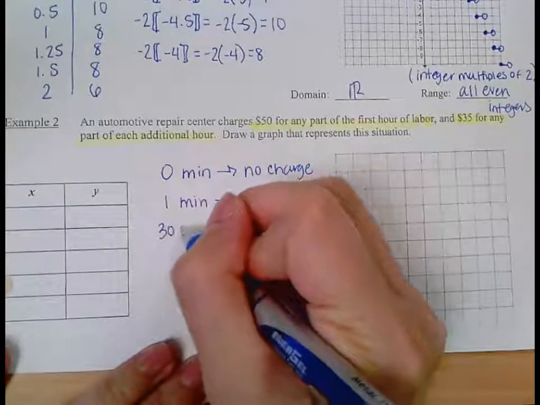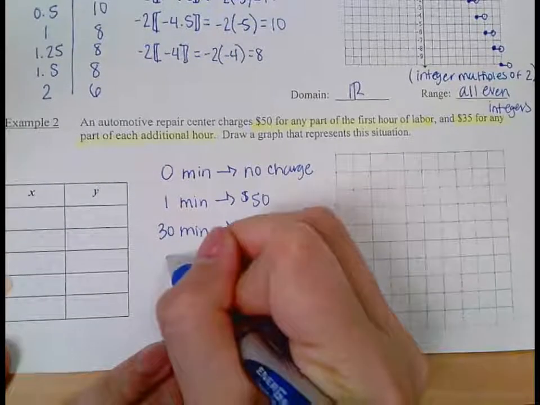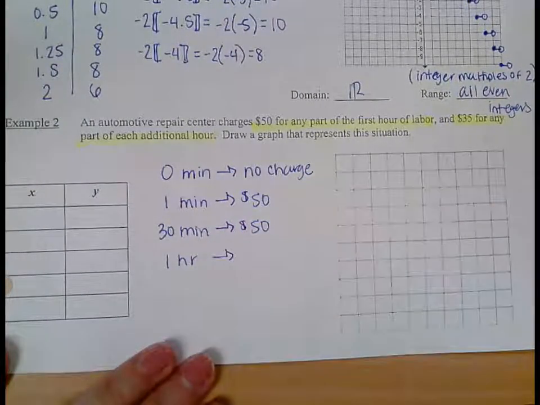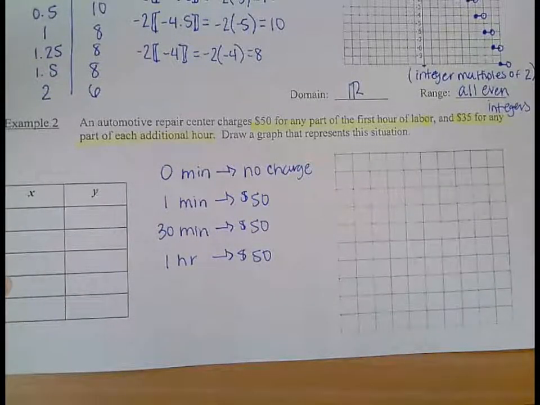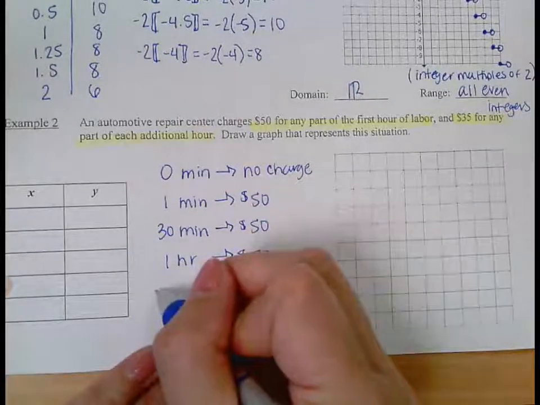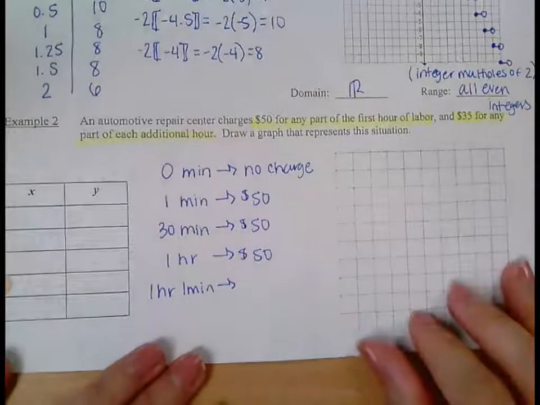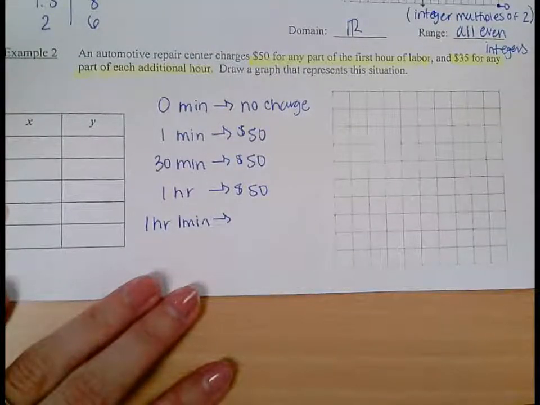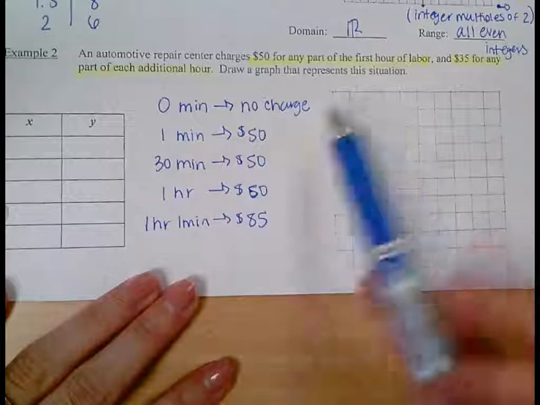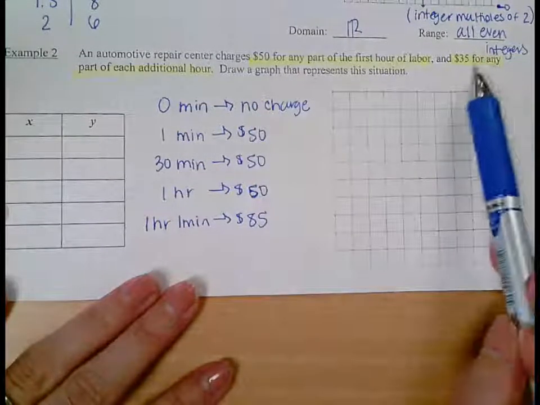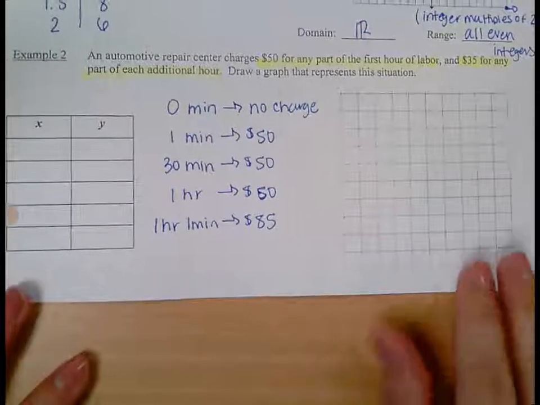What if your car is there for 30 minutes? $50. What if your car is there for 1 hour? $50. Okay, so anywhere from even 1 second up to 1 hour, you're charged $50. Say now your car's been there for an hour and 1 minute. How much will you be charged? Yeah, the next cost will be $85. So it's the 50 for the first hour, plus now an additional 35 because you're going into the second hour of labor. And that trend will continue.